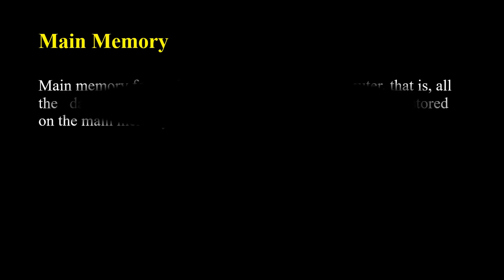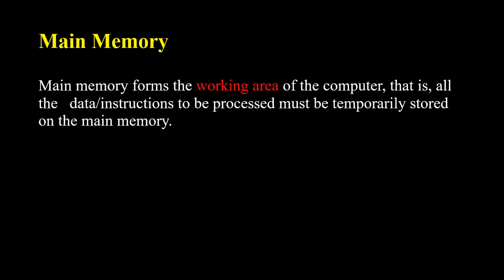Then let's look at the main memory. Main memory forms the working area of the computer. That is, all the data and instructions to be processed must be temporarily stored in the main memory. Now, main memory is actually a very important component in the CPU, because that's where the computer works from.